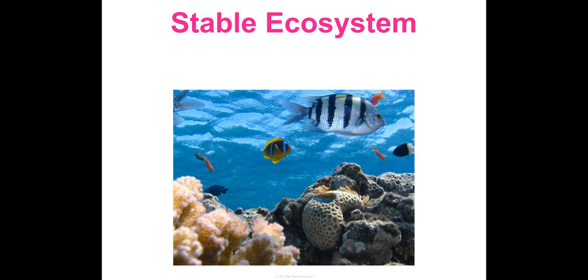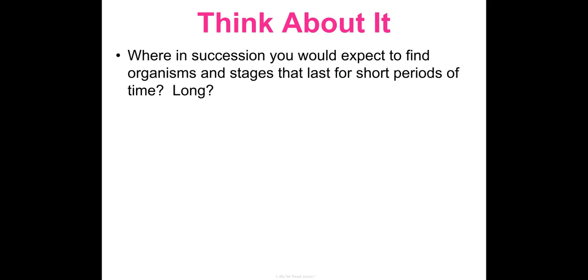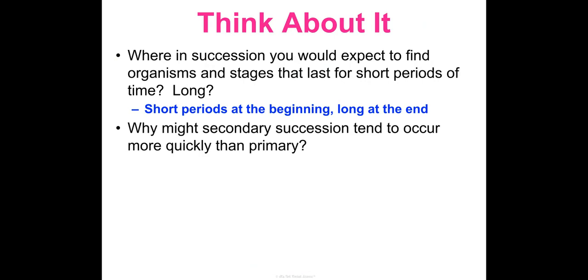A stable ecosystem is one that remains relatively constant and has predictable changes. And something to think about. Where in succession would you expect to find organisms in stages that last for short periods of time or long periods of time? Shorter periods at the beginning, longer periods at the end.